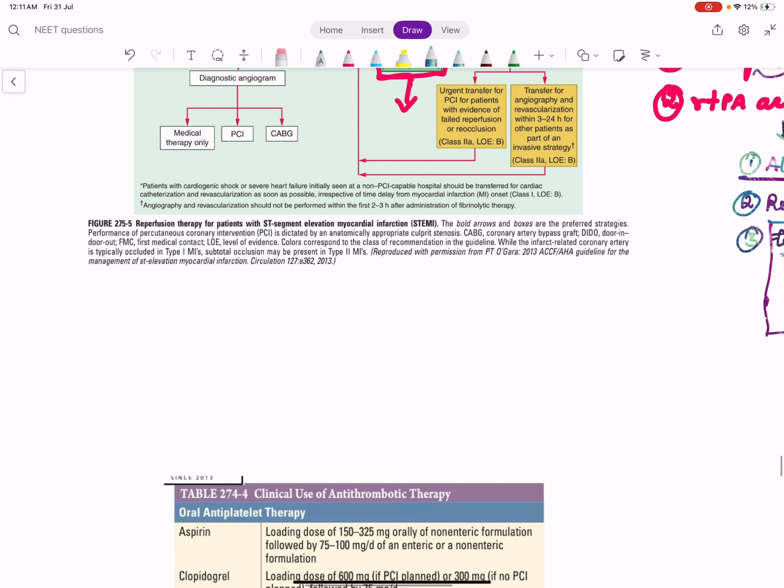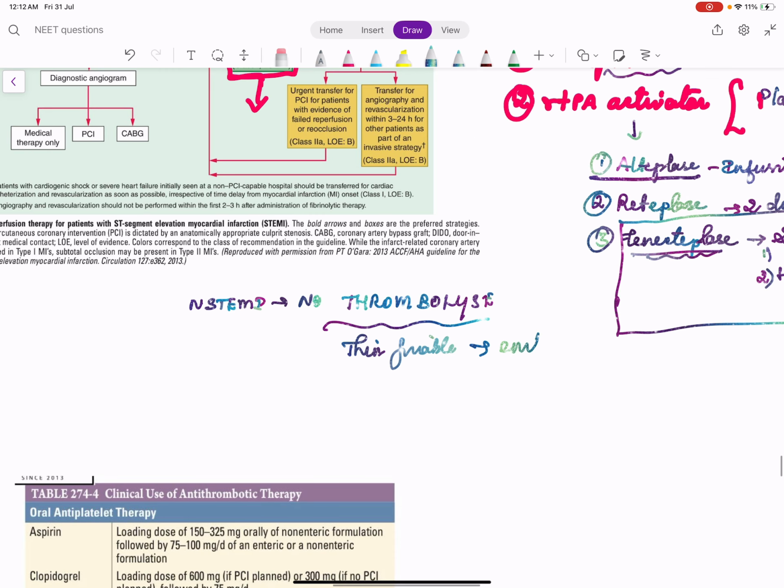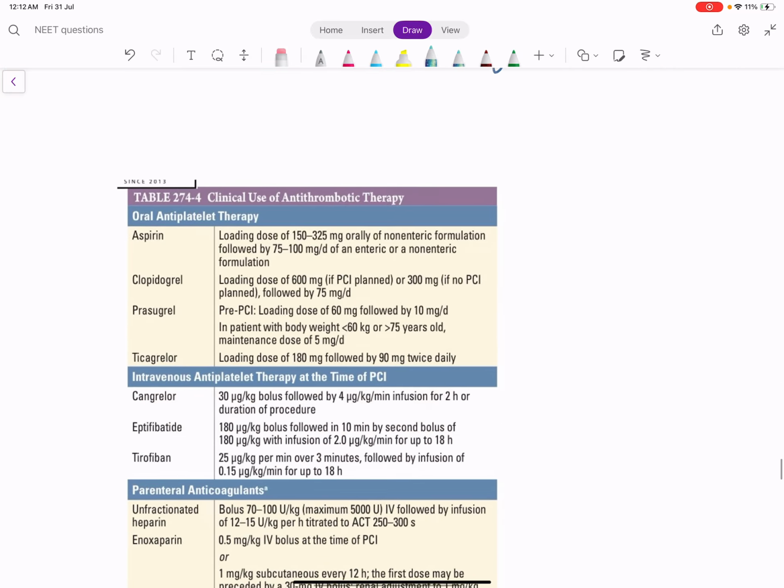What about NSTEMI? In NSTEMI we must not thrombolyze, because it is a vulnerable clot, a thin friable clot. It can embolize elsewhere. Whereas the clot in STEMI is a thick clot, a white clot. In NSTEMI it is a red clot. So this is about STEMI management.